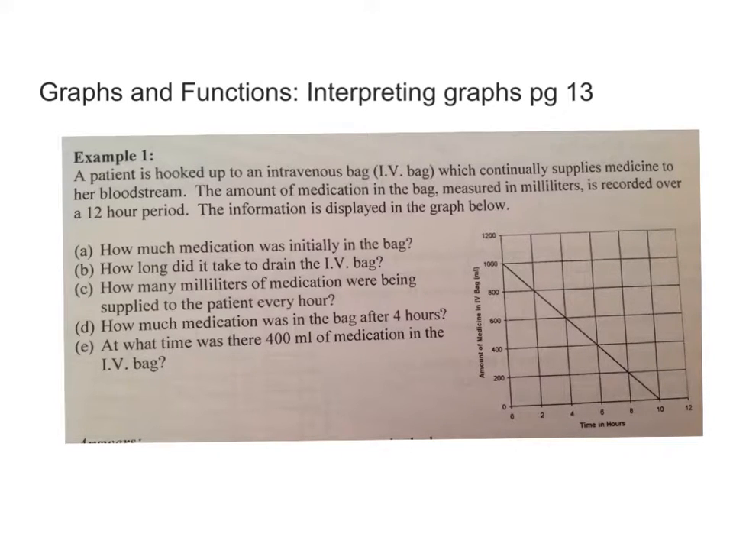The amount of medication in the bag, measured in milliliters, is recorded over a 12-hour period, and the information is displayed on this graph. So if you take a look, we can see that along the x-axis, down here, is where we find the time in hours that have gone by. And along the y-axis here, we have the amount of medicine that's been used over time.